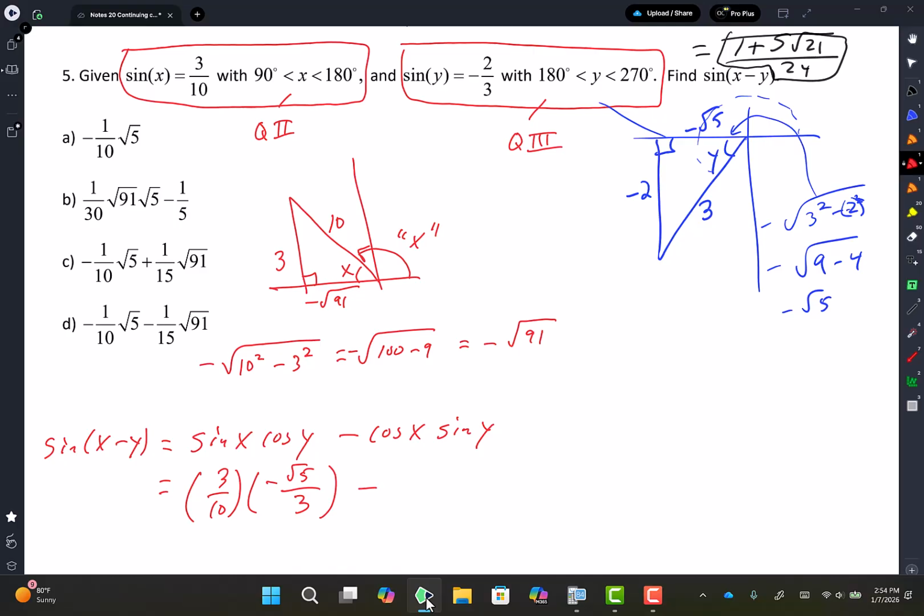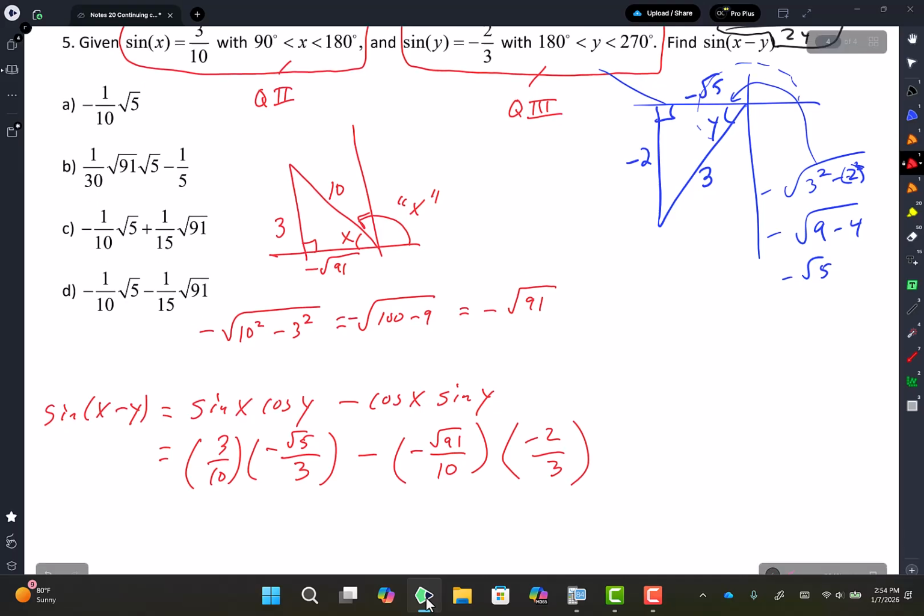Okay. Minus cosine x. Go back to the x. Well, never go back to the x, but in this case we're solving for x. So negative square root of 91 over 10. I mean, they're an x for a reason, right? Don't go back. You're just asking for trouble. Sine y, go to the y: negative 2 over 3. Negative times a negative is a positive, so that minus sign stays there.